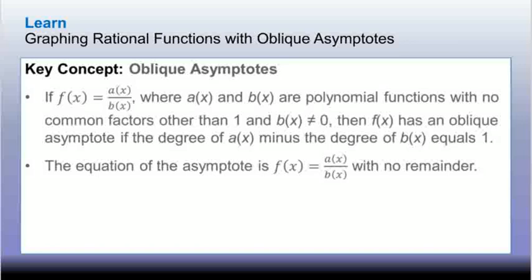So if f of x equals a of x divided by b of x, where a and b are polynomial functions with no common factors other than 1 and b of x is not equal to 0, then f of x has an oblique asymptote if the degree of a of x minus the degree of b of x equals 1. So if they're 1 apart, the equation of the asymptote is a of x divided by b of x with no remainder, and that will be our equation there.